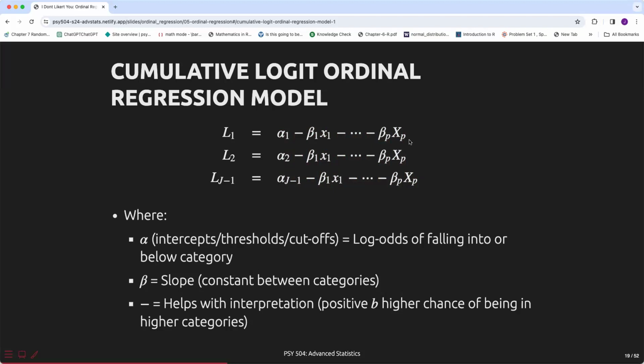Yeah, they're subtracted, right? We're usually used to having them be added. The reason why these are subtracted is to aid with interpretation. Because there's subtraction in our model, when we look at that coefficient, our slope, we can infer it as being in a higher category. So if we have a higher B value, that means that there's a higher likelihood of being in a higher category.